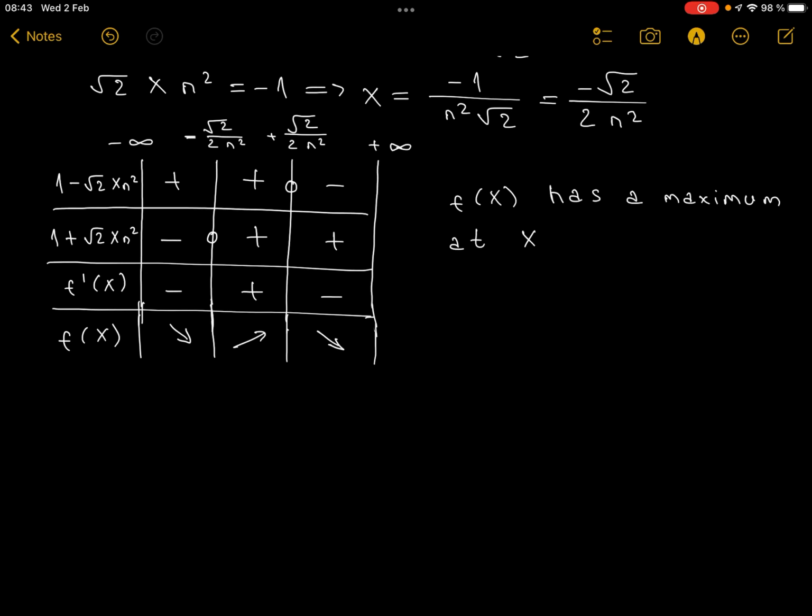at x equal to the square root of 2 over 2n squared. So when a function is rising up to a point and then immediately falling down, getting smaller and smaller after that point, falling down, I mean descending, that means that it has a maximum at that point.